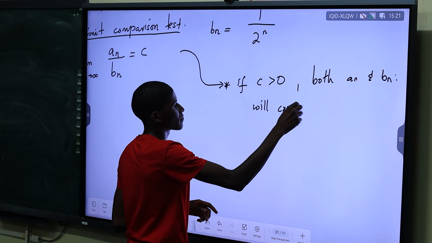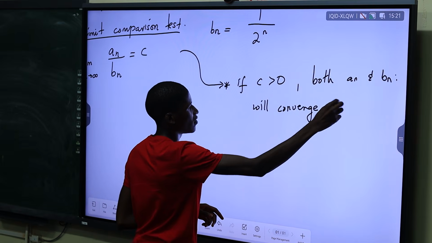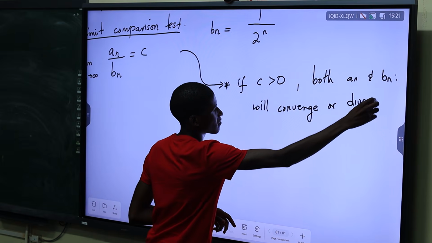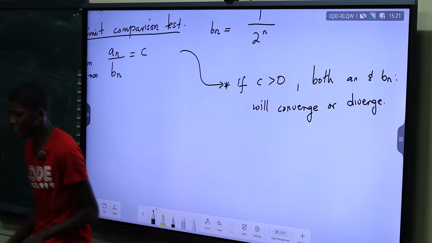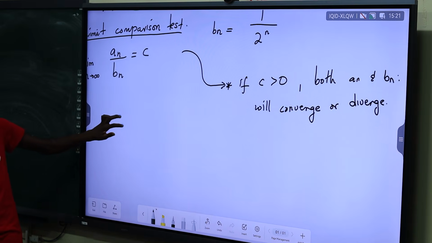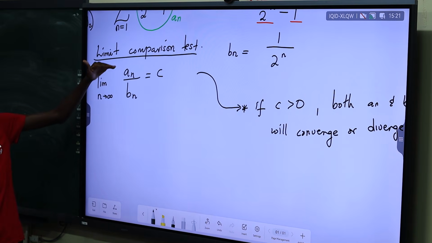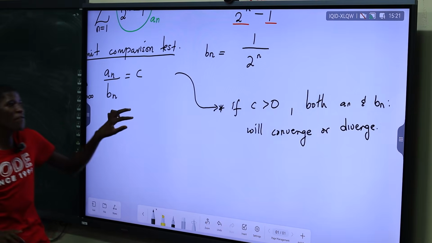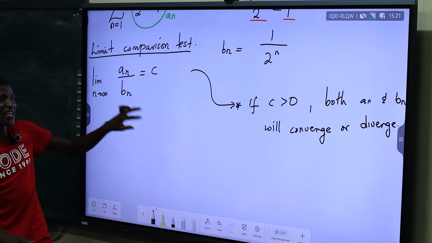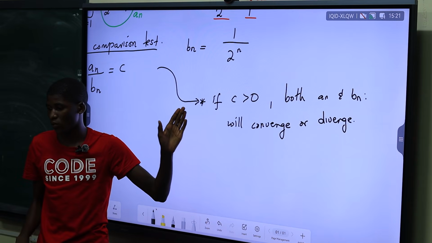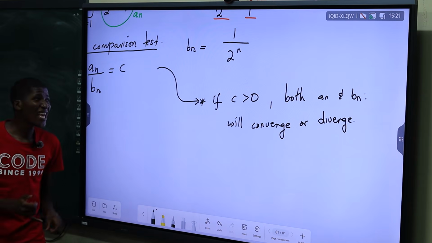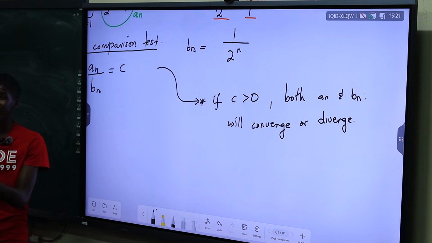Will converge or diverge. Alright, so in a limit comparison test, you find the limit of the ratio of an over bn. And if it happens that the limit is solvable and it is greater than 0, then it means if one converges, then the other will do what?